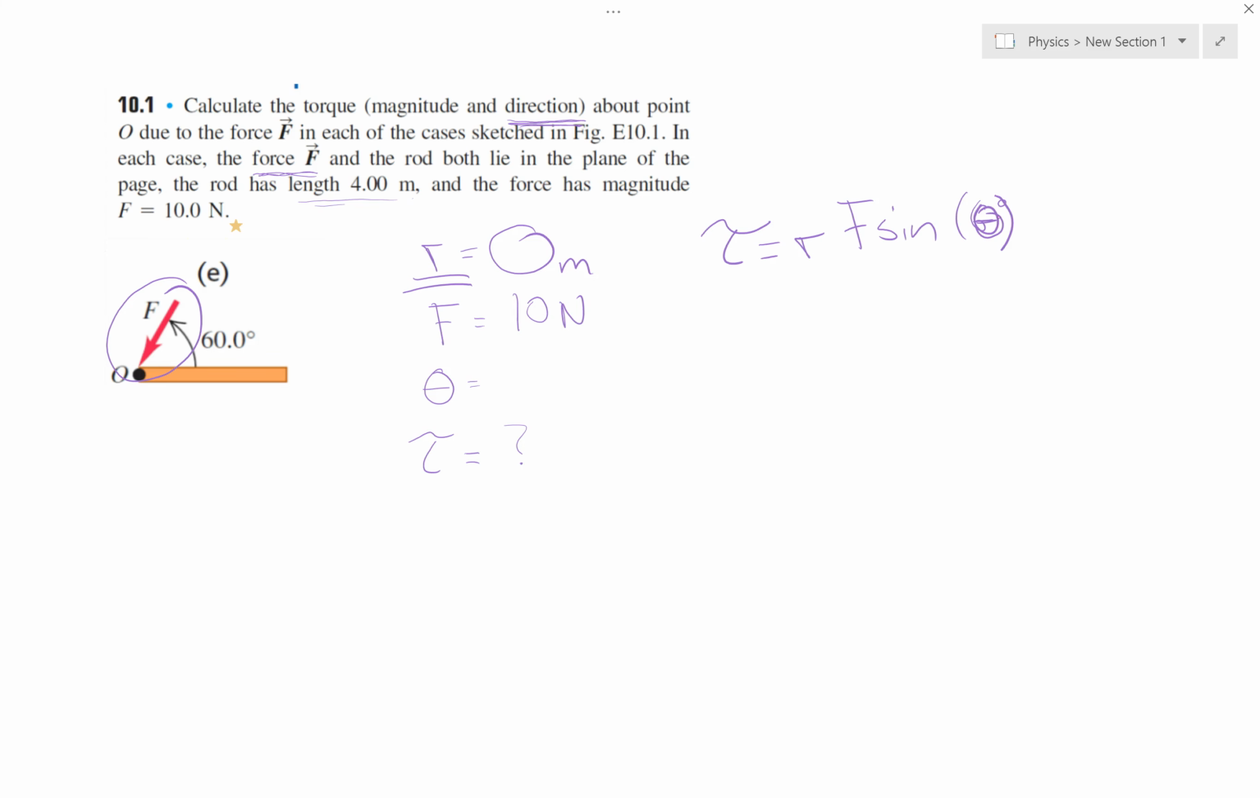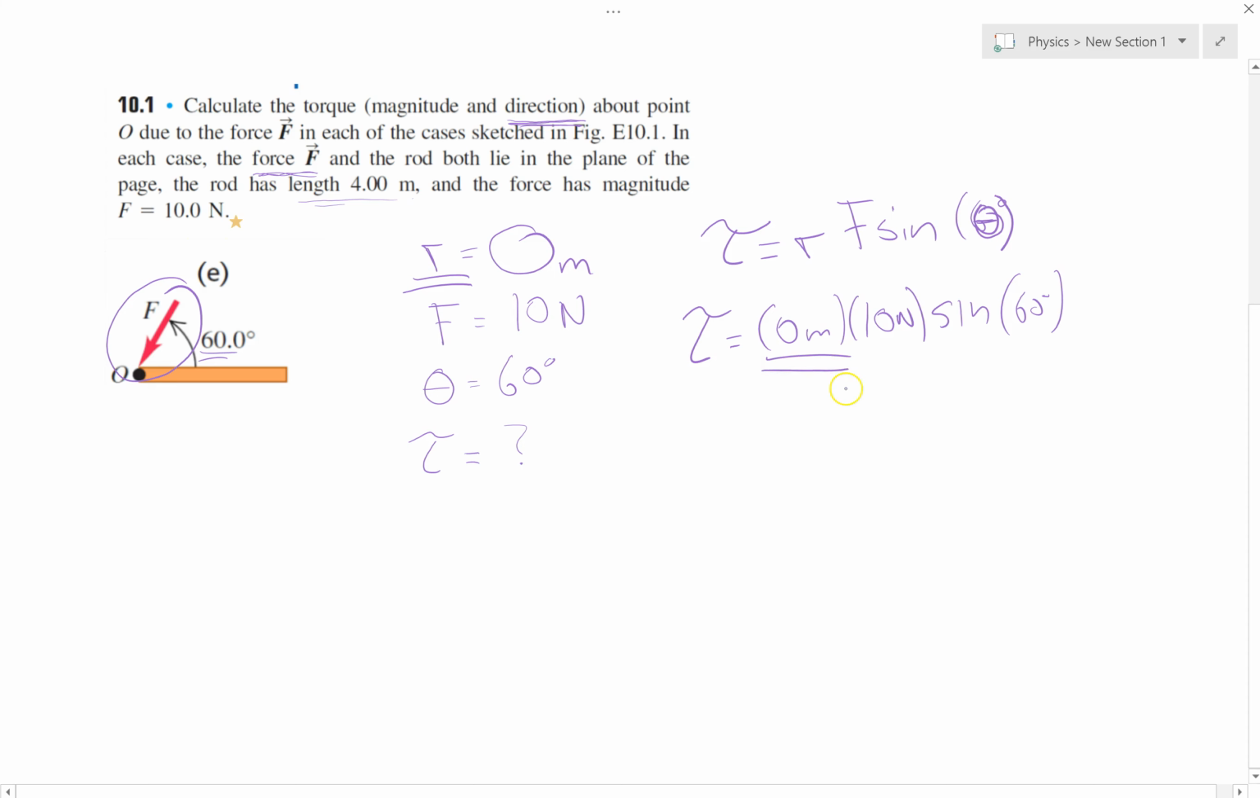So if I plug this in, and they did give us an angle, so I'll put that in my table here, 60 degrees, tau equals 0 meters times 10 newtons times sine of 60 degrees. Sine of 60 is square root 3 over 2, and square root 3 over 2 times 10 is 5 square root 3. But none of that matters, because when I multiply it by 0, what I end up getting is 0.